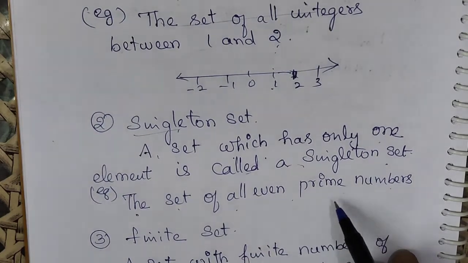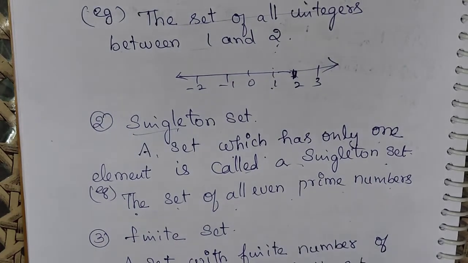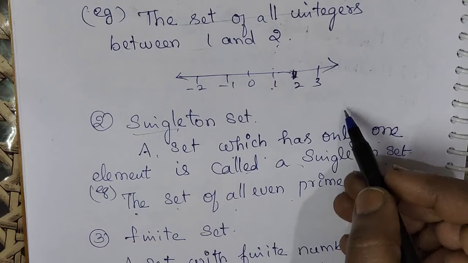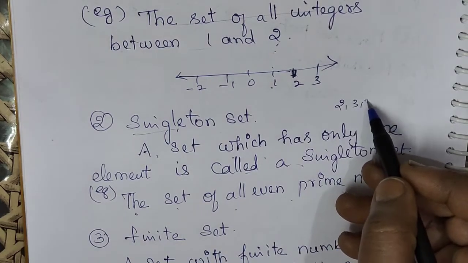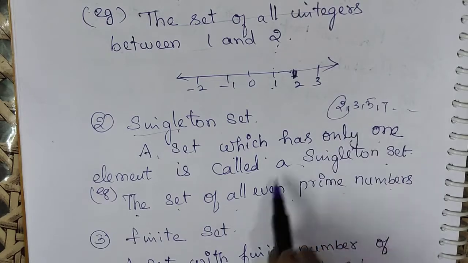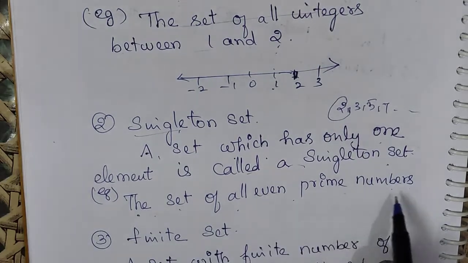We know that prime numbers are the numbers which are divisible by 1 and itself. The number 1 is neither prime nor composite. So the prime numbers start from 2, 3, 5, 7, etc. The only even prime number is 2. So we have given this as an example for singleton set.